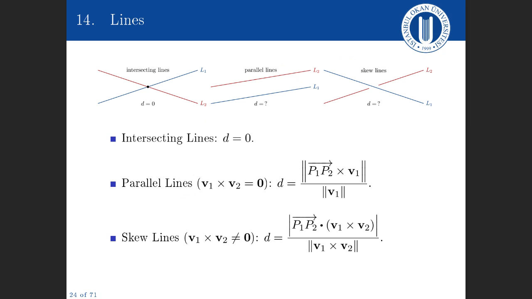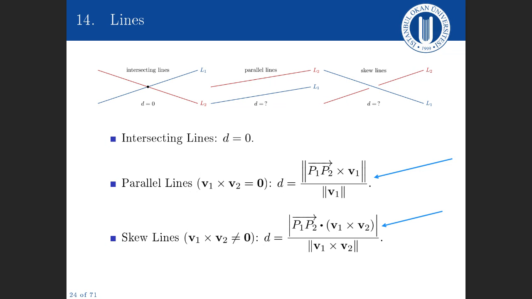So let's recap. Case 1, the distance between intersecting lines is 0. The distance between parallel lines, that's lines where V1 cross V2 is the 0 vector, is given by this formula. And the distance between skew lines, that's lines which do not intersect and which have V1 cross V2 is not the 0 vector, is given by this formula.